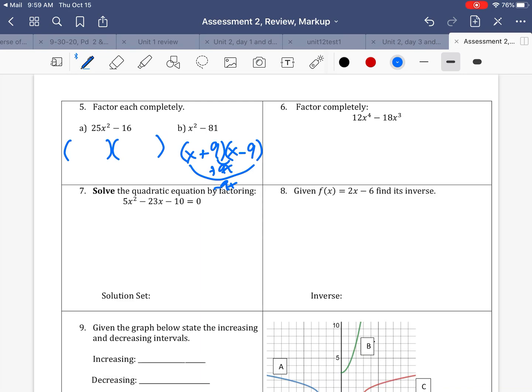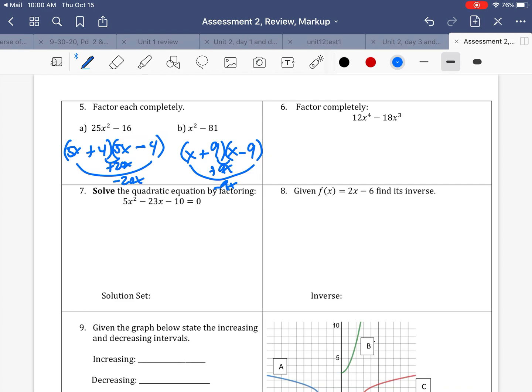So same idea over here, except now I have a 25 to break up. So 25 broken up kind of evenly is 5x and 5x, like square roots. And then I put a plus 4 and a minus 4. Because that way, this is negative 20x, and this is positive 20x. Now, technically, you can put the plus and the minus either way. It doesn't really matter because everything's the same, but I just do it that way.